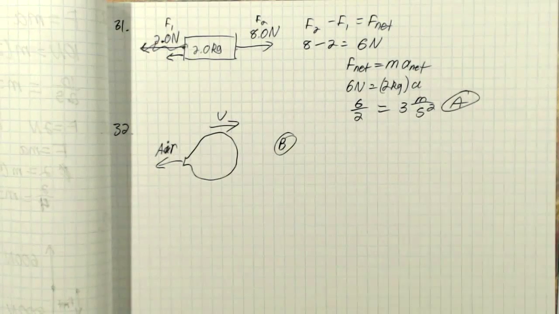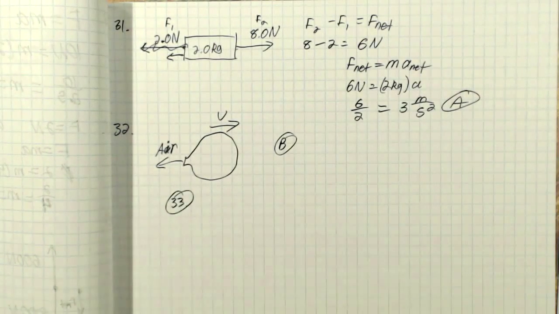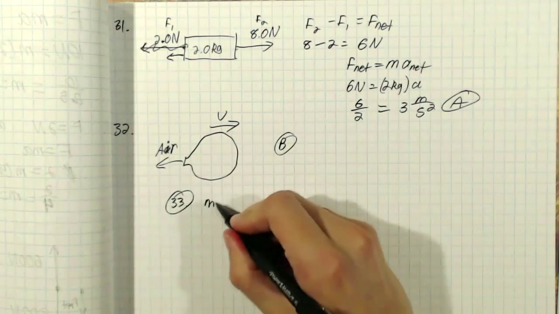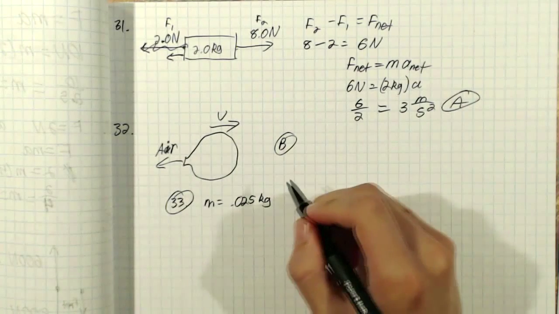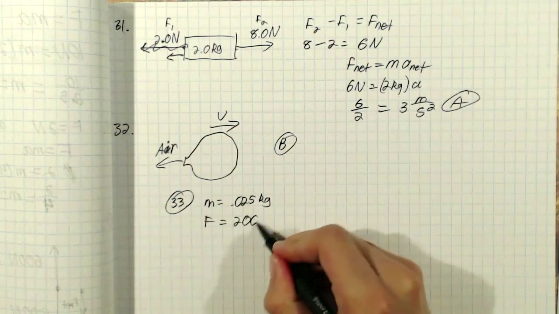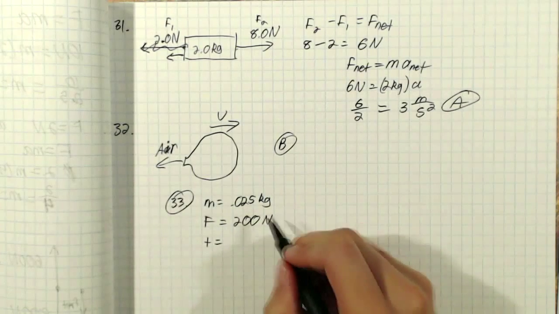And the final question is question 33, which says a 0.025 kilogram bullet is fired from a rifle by an unbalanced force of 200 newtons. If the force acts on the bullet for 0.1 seconds, what is the maximum speed attained by the bullet? Okay, so we have a mass, we have our force, and we have a time. That's kind of weird, they gave us a time.